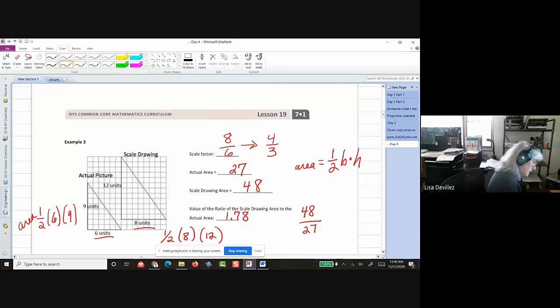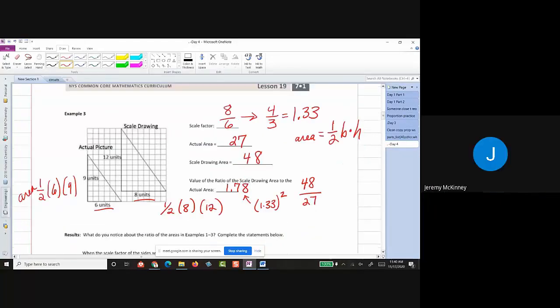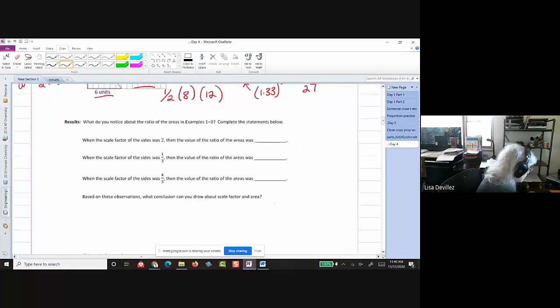All right, and so let's test this out. So 4/3 is 1.33. So if I take 1.33 squared, is that the same? Yeah, it's approximately that. So that is approximately 1.33 squared. So that matches up too.